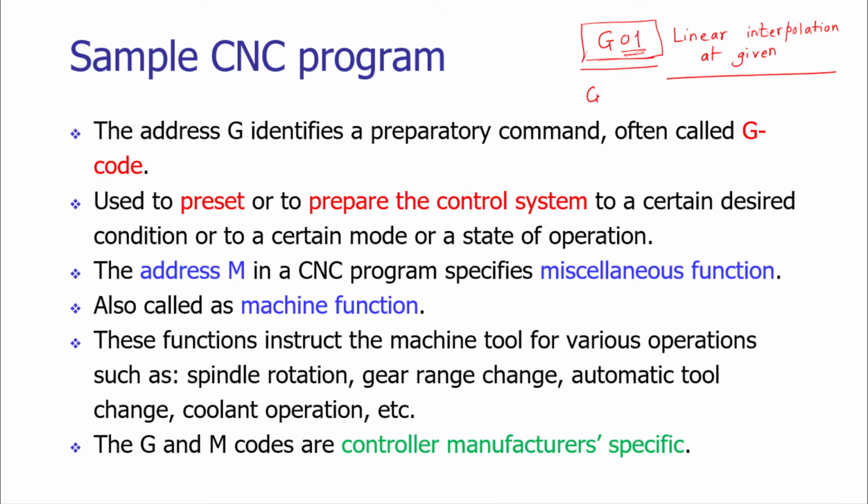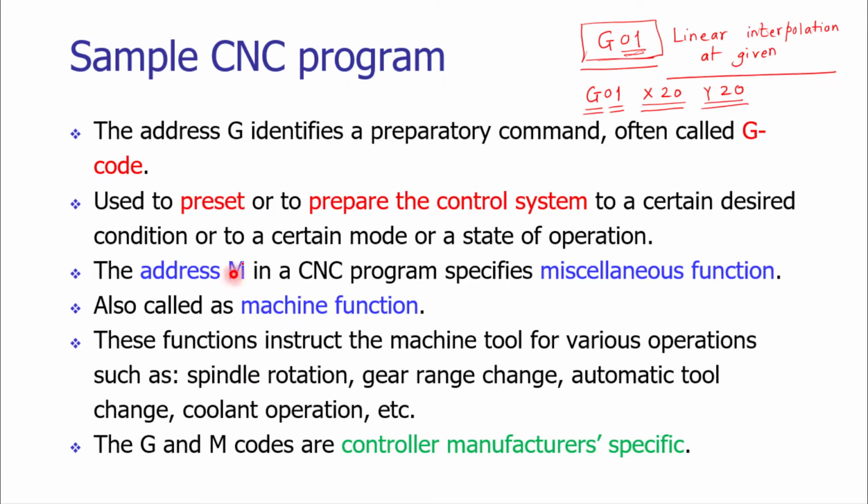So consider if you are having G01 X20 Y20. The meaning is that the controller should get ready, or it should execute the linear interpolation to reach X20 Y20 from its previous position. So in this way, the preparatory commands are asking the controller to execute the specific task based upon the numeral value provided along with the G letter.